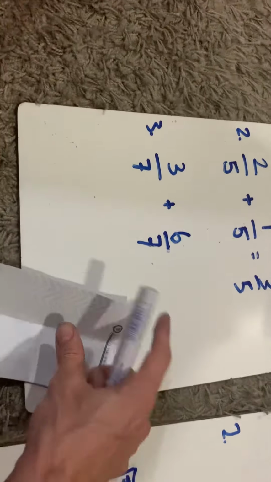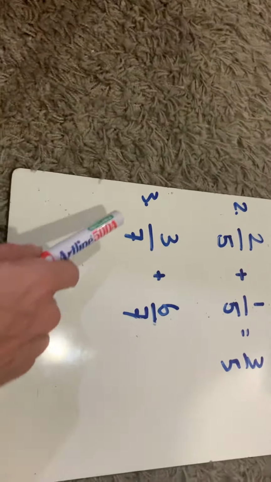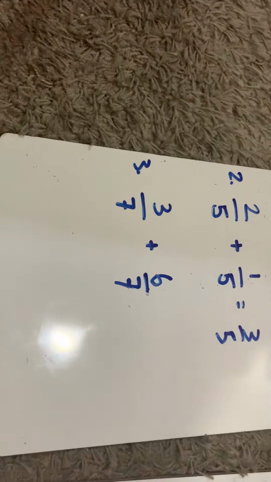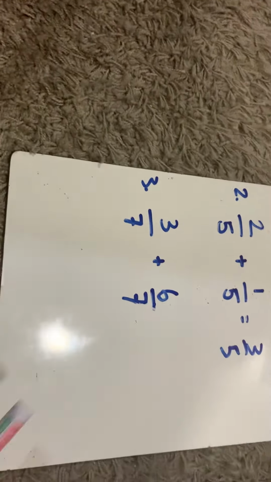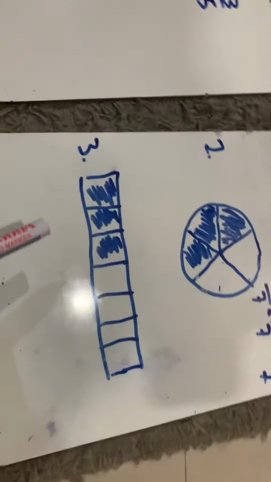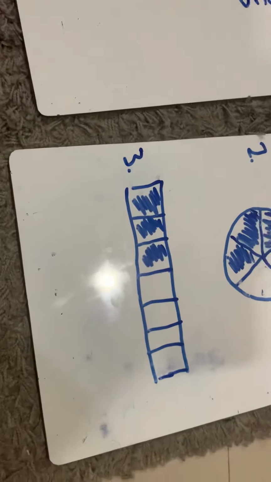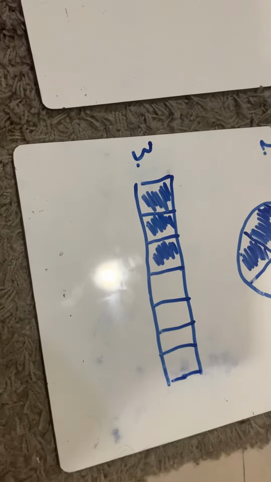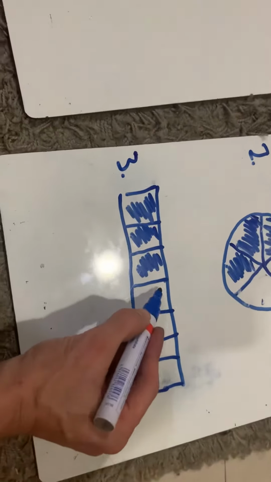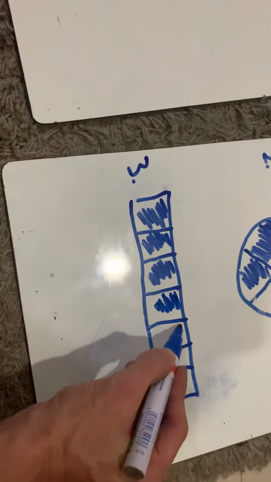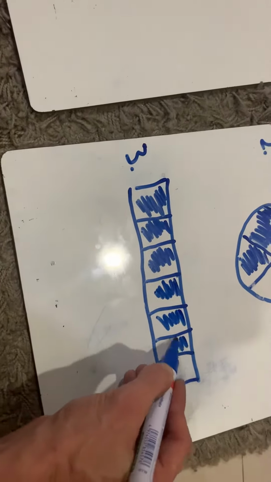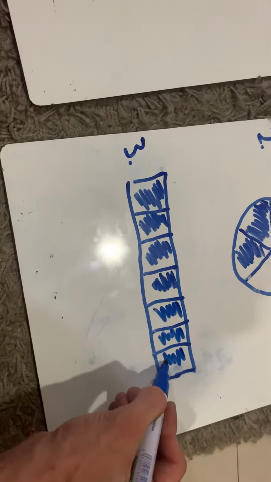Okay, now I'm going to move my paper out of the way. I'm going to move on to this last one. Now this is going to be a little bit trickier, and this is why. So we've got 3 sevens plus 6 sevens. So in my bar model, you can see that I've got so far 3 sevens, and I want to add 6 of them. So I'm going to add 1, 2, 3, 4.